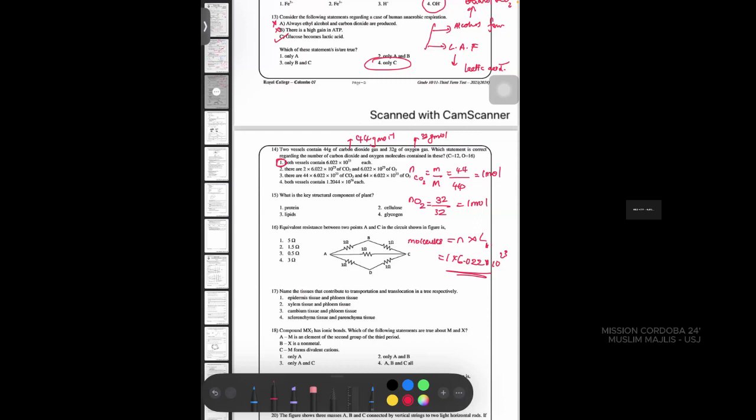Key structural component of plant. Can somebody give me the answer for that? 15th one. These are easy ones. That's why I wanted you all to answer. Cellulose, very good. Glycogen is found only in animal muscles and animal liver. Protein and lipid you can find everywhere. But the key structural component is cellulose. Where is cellulose mainly found in plants? Cell wall, very good.